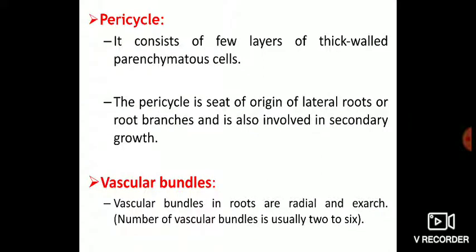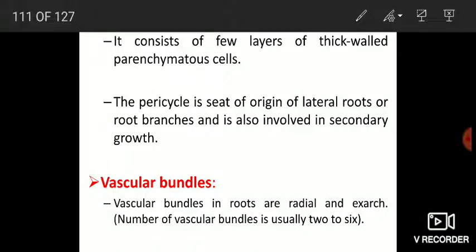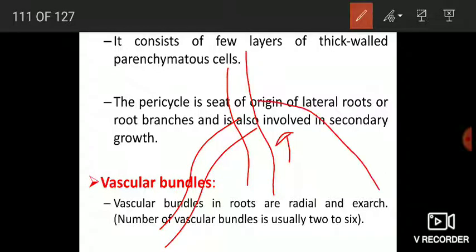Then pericycle. It consists of a few layers of thick-walled parenchymatous cells, and this pericycle is very much important in case of roots because it forms the seat of origin of lateral roots. This is the main root. Okay, the lateral roots that form, they actually originate from the cells of the pericycle. Okay, and one more important function of pericycle in roots is it is involved in secondary growth. That means the individual pericycle cells, they become meristematic, they form cambium, and these cambial cells form secondary xylem and secondary phloem.